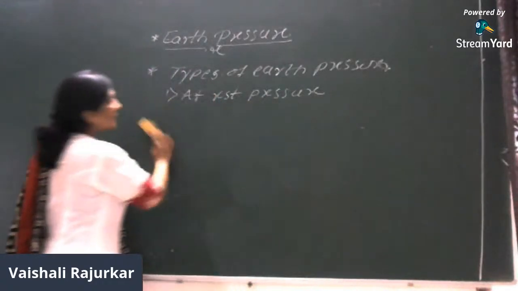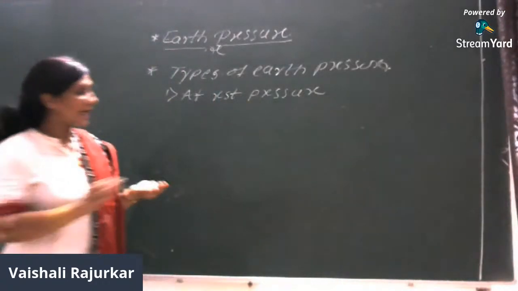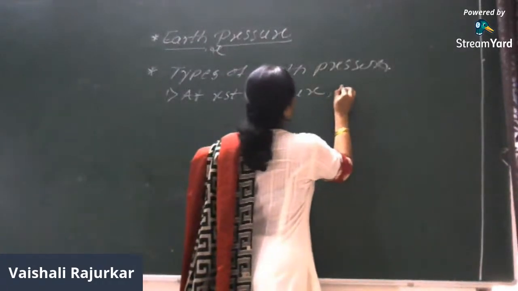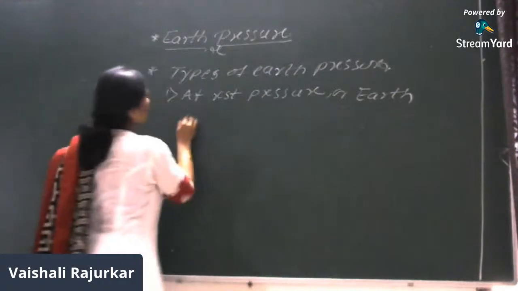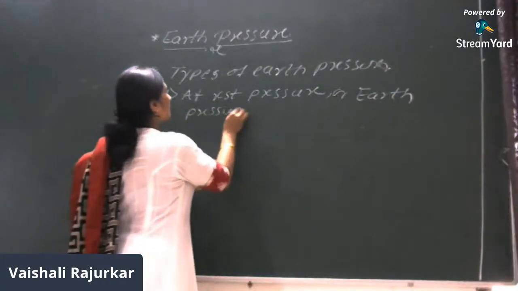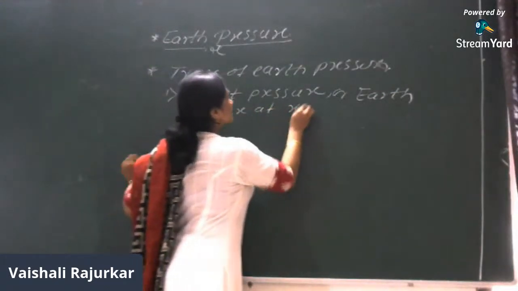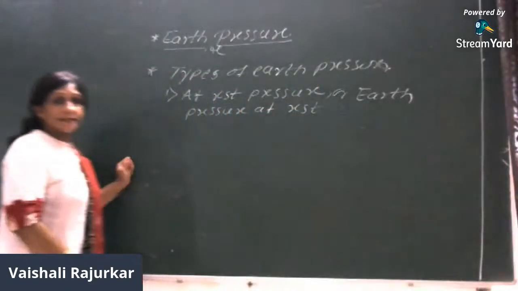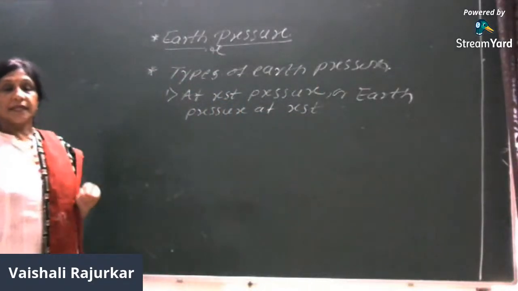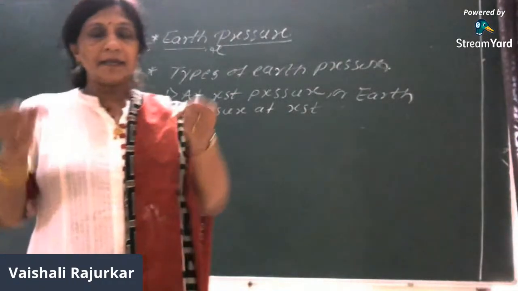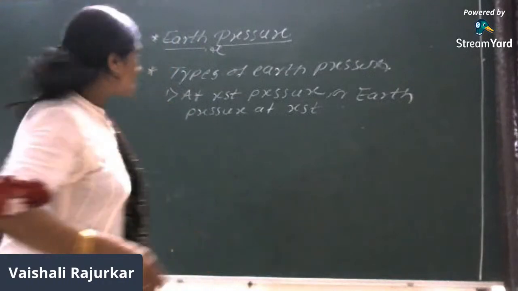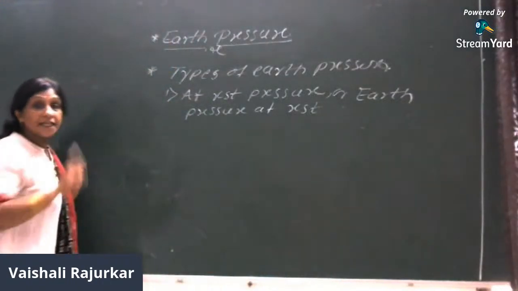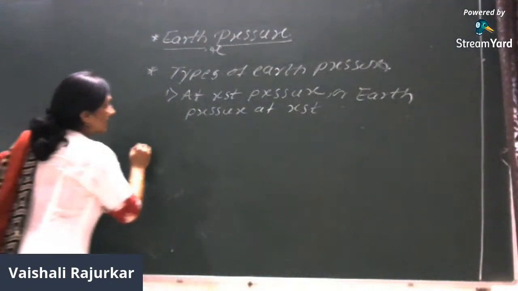At rest pressure, also called earth pressure at rest. In this case, there is a properly supported or anchored retaining wall. Now suppose we just assume a bridge depth.